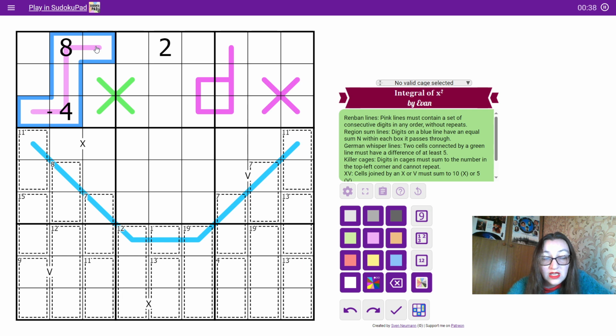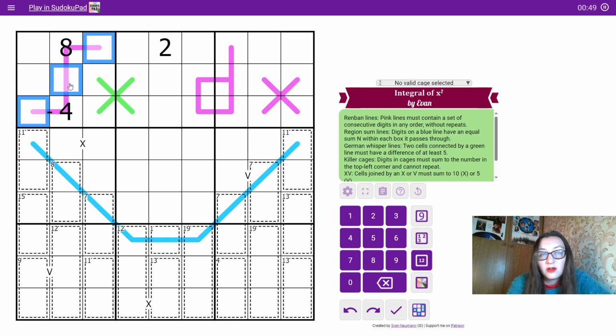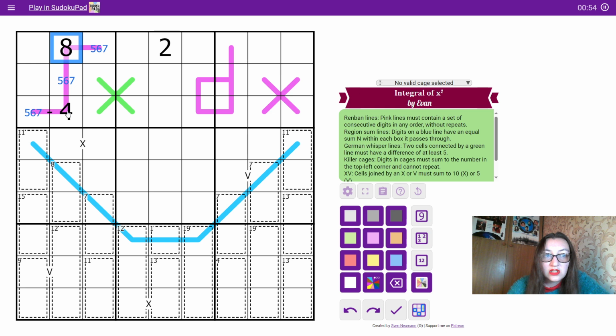We have 4 and 8, so we have to place digits that are between them. They do not have to be in consecutive order, it doesn't put pressure on these digits. So between 4 and 8 we have 5, 6, and 7, so those are the minimum and maximum of that line, because they just have to be consecutive. We have to get from 4 to 8, so we have to put 5, 6, and 7. Don't know what's happening on those lines, but they have to be consecutive in some order.